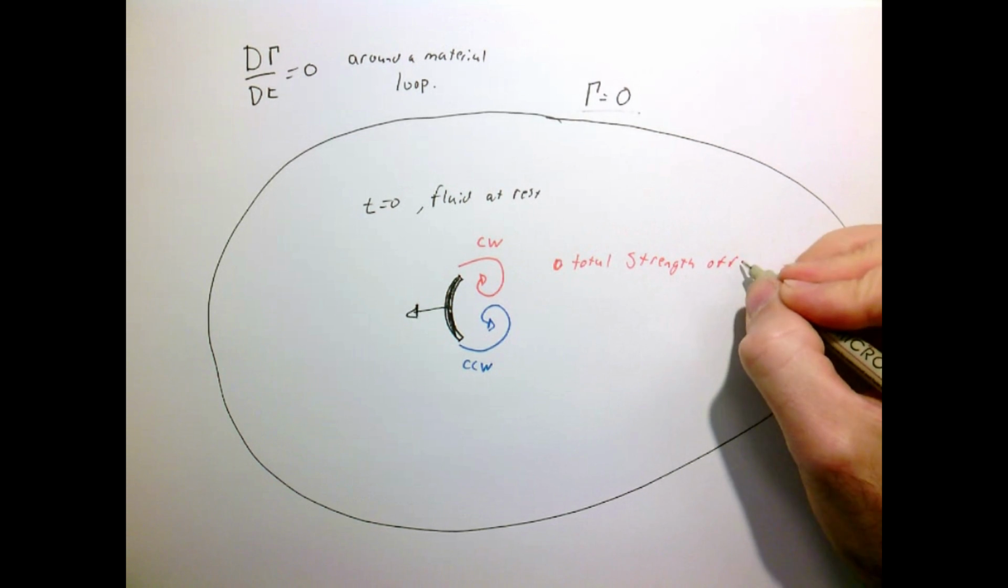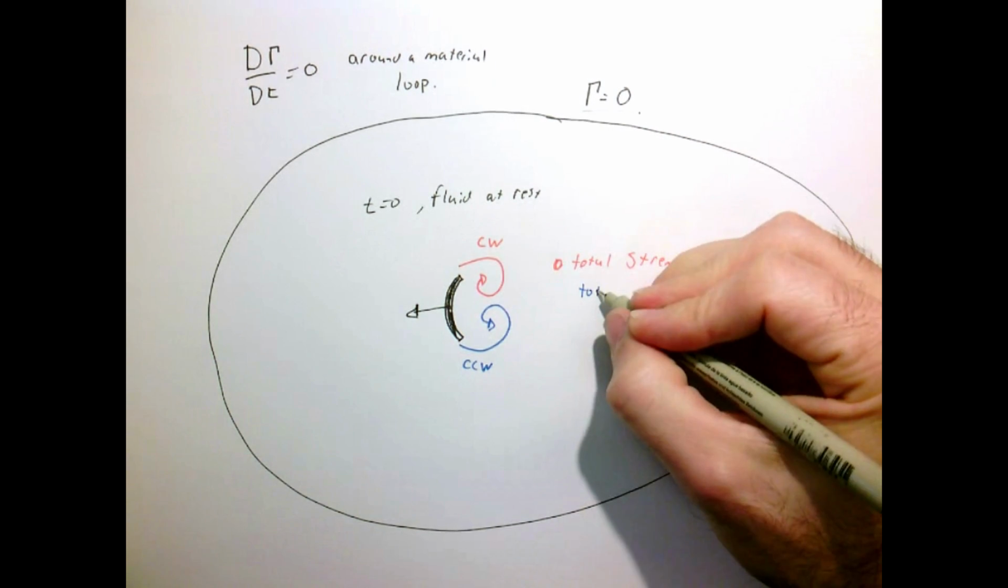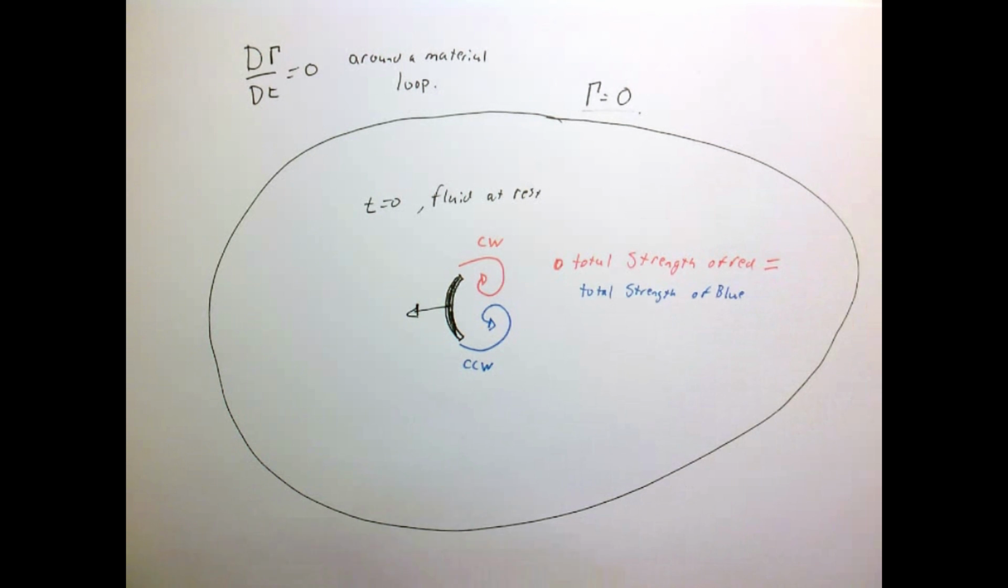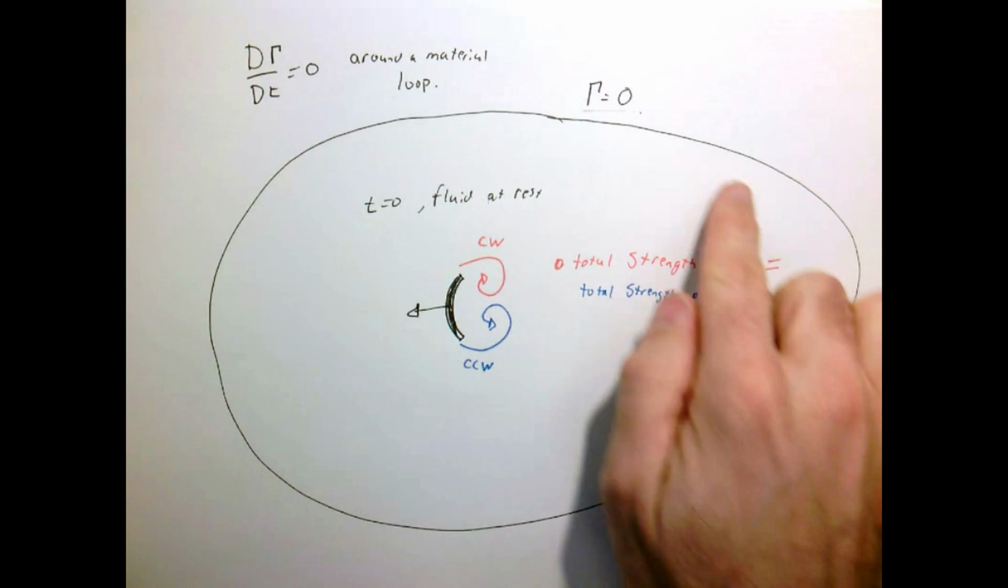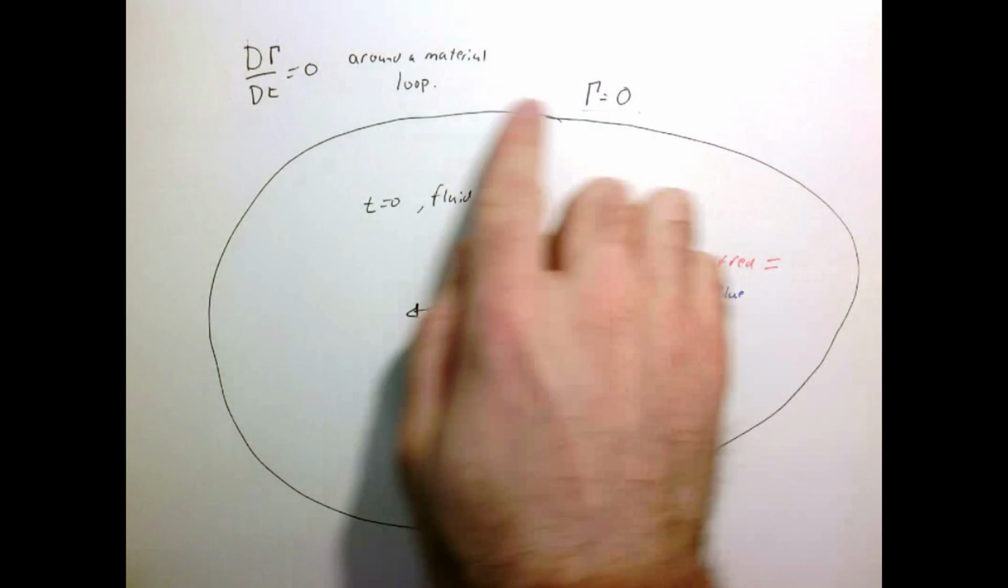So the total strength of the red has to equal the blue. So these are equal sized vortices of opposite signs, so that when I take the circulation, they basically cancel each other out. So it tells me these two vortices have to be of equal and opposite sign that I've created, because initially there was no vorticity, or I mean there was no circulation around my loop.